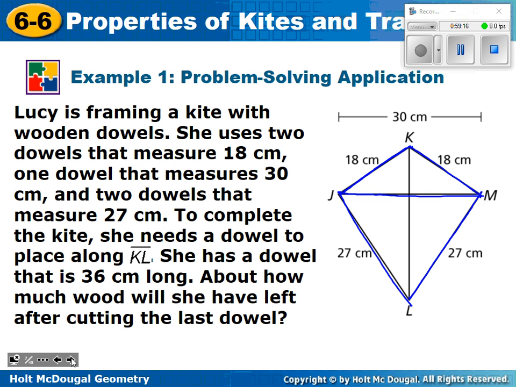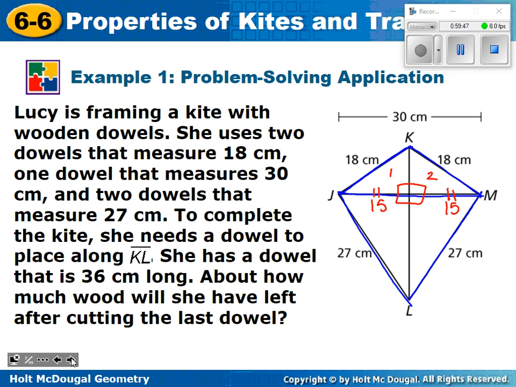We're in a kite. What do we know about our diagonals in our kite? They're perpendicular. So we know all 4 of these are right triangles. And we know that JM is a total of 30, but we know that triangle 1 is congruent to triangle 2, right? Which means what has to be true about this piece and this piece? They got to be congruent. So what are they? 15. Does that make sense to everybody?